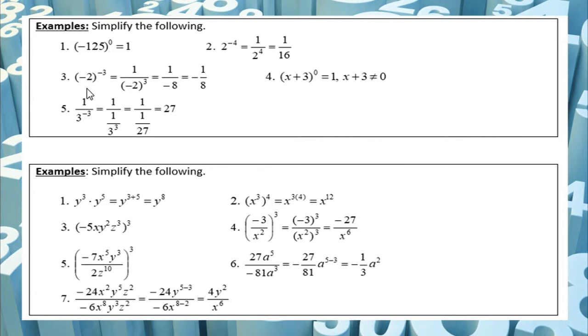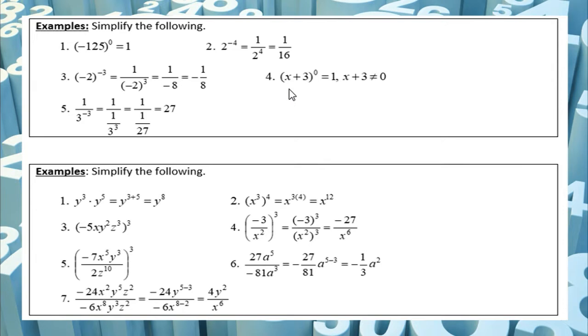Next, we have negative 2 to the power of negative 3. Since the exponent is negative, we take 1 over negative 2 to the power of positive 3. So, negative 2 cubed is negative 8. 1 over negative 8, which is equal to negative 1/8. So if the denominator is negative, the whole fraction is negative. Also, if the numerator is negative and the denominator is positive, the whole fraction is still negative.